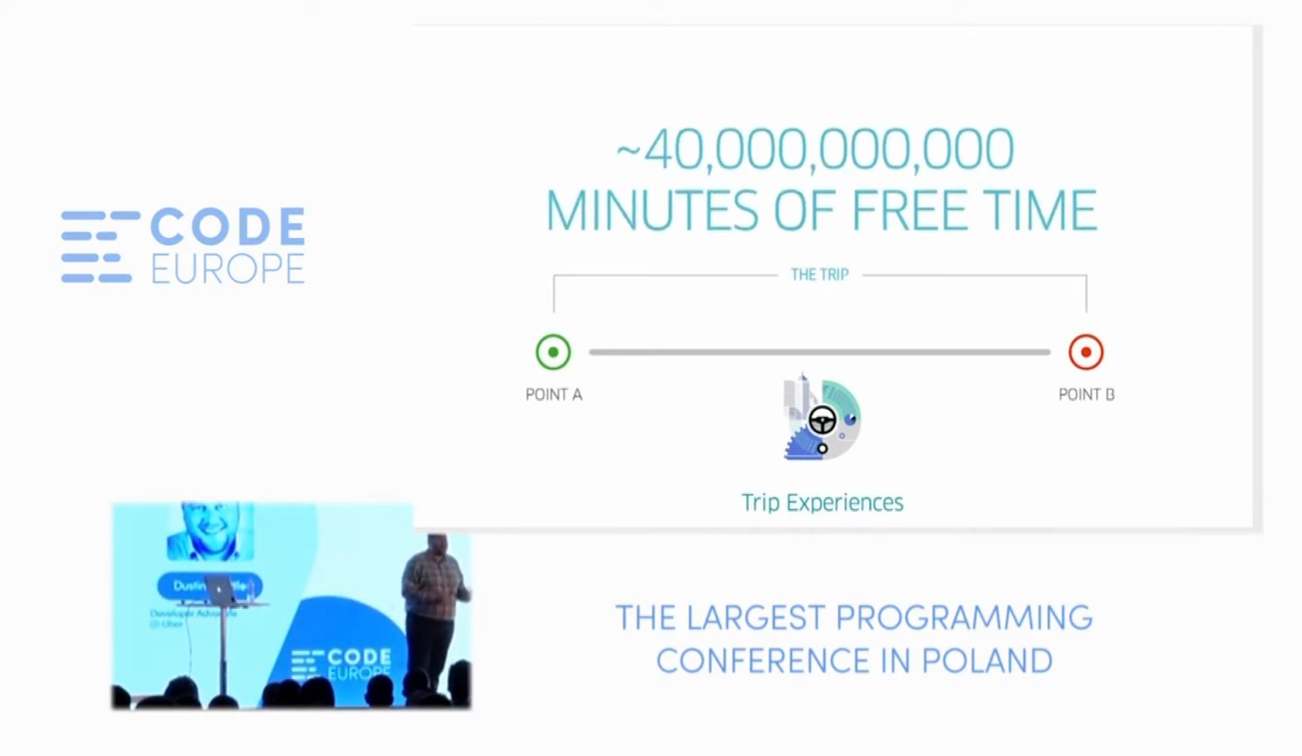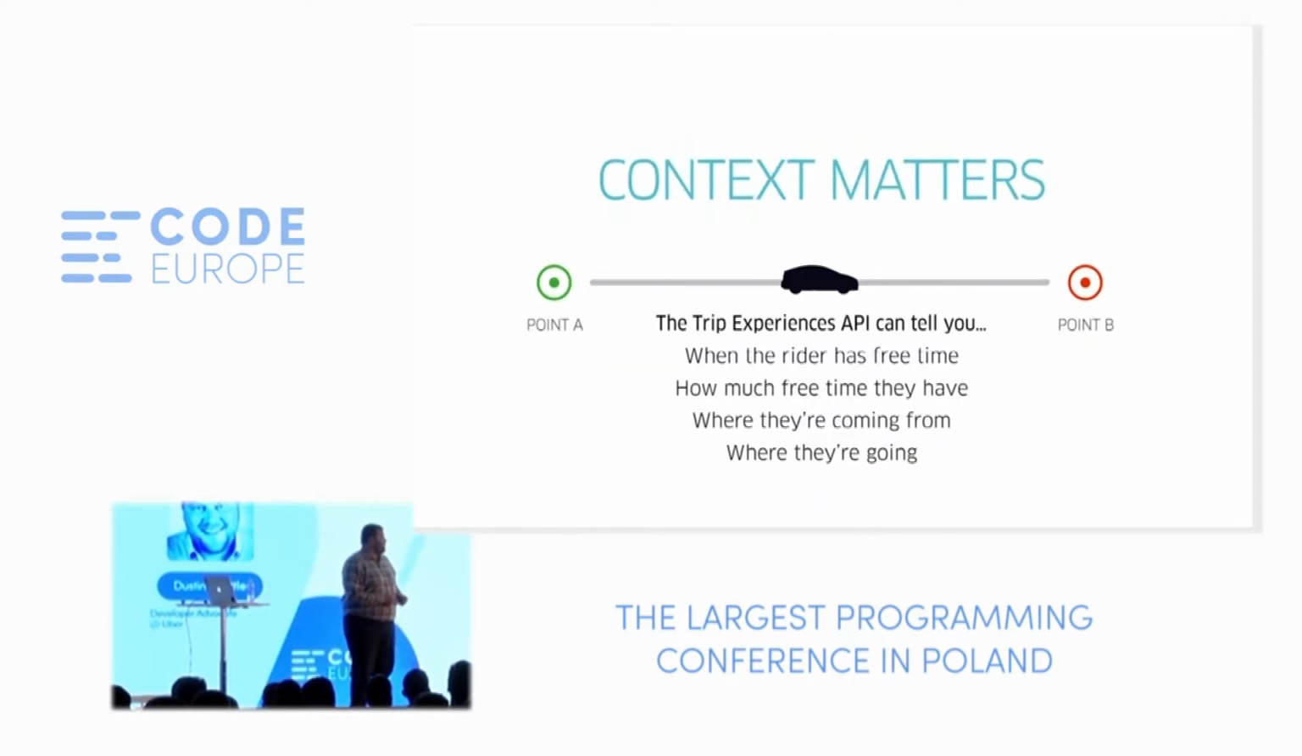And so if you think about that, that's 40 billion minutes of free time of users' attention that they can capture. And so once you're able to provide really cool experiences by understanding where they're coming from, where they're going, and where they have free time, you can build some interesting stuff. And so we start to try to expose the Uber context to third parties.